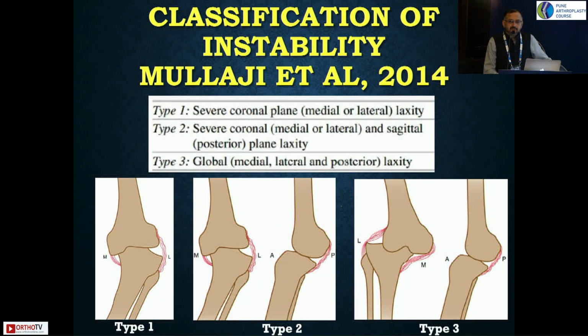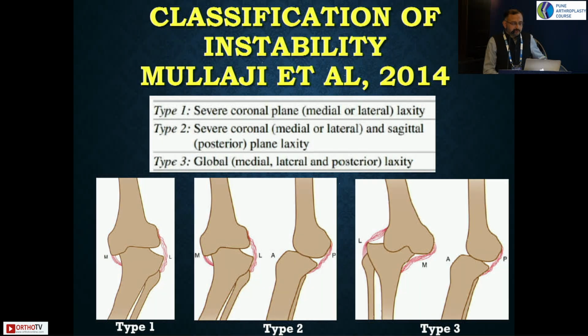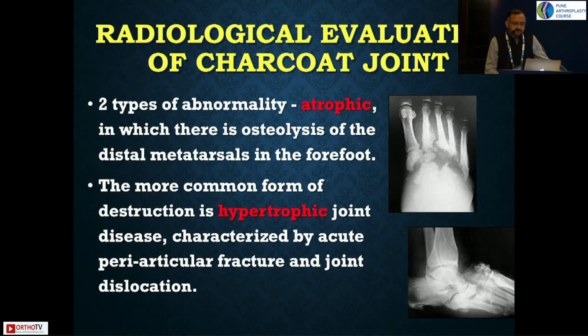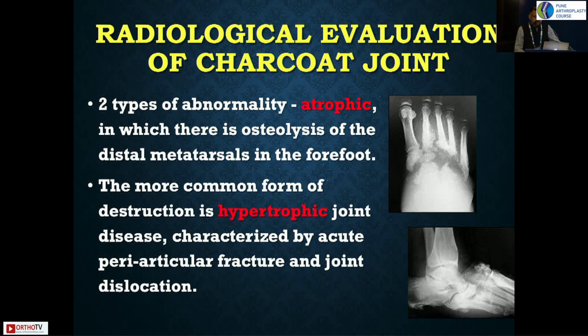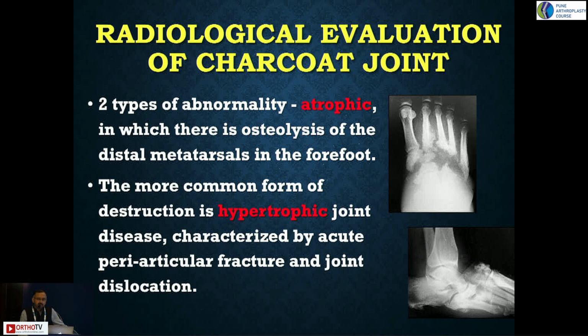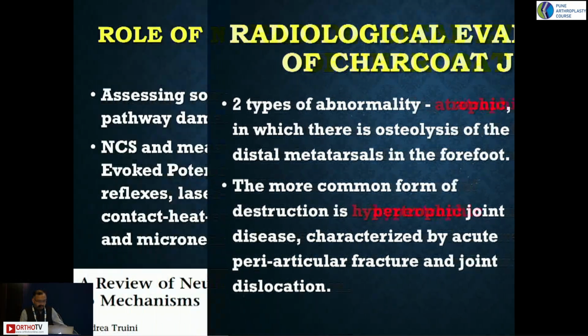To come to the classification, these were classified as grossly unstable knee joints by Dr. Mulaji as type 1, which is severe coronal plane deformity, type 2, which is biplanar instability, and type 3, which is a global instability. Radiological assessment can be of two types: atrophic and hypertrophic. This usually presents in the foot region, and can also be extrapolated to the knee joint. Usually you'll see a complete resorption of the distal femur, and at times you'll have hypertrophic bone lying around the posterior capsule region.